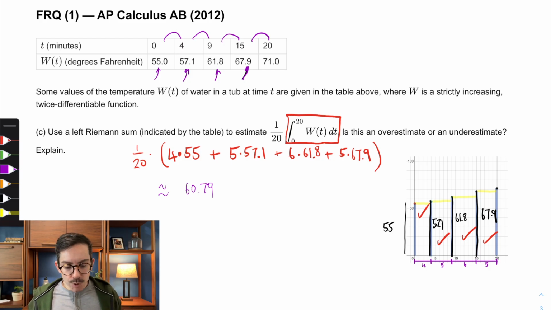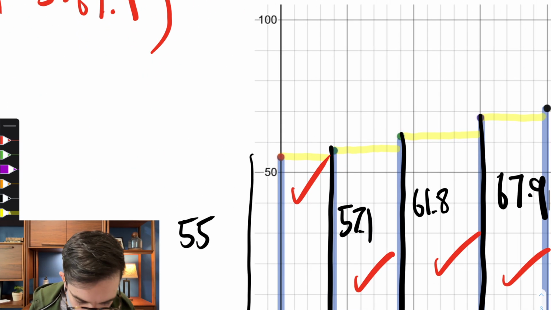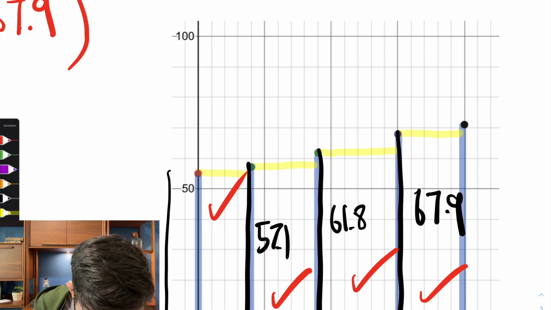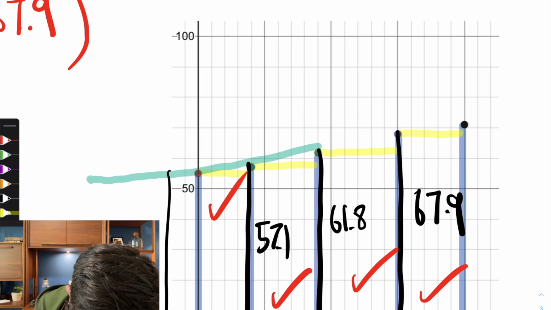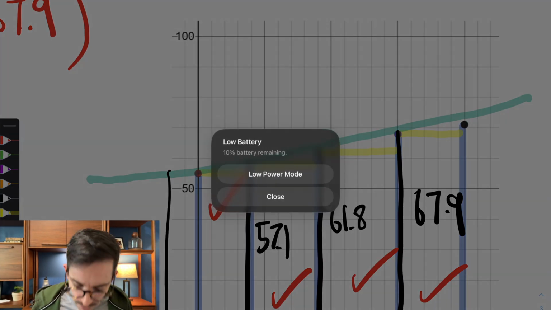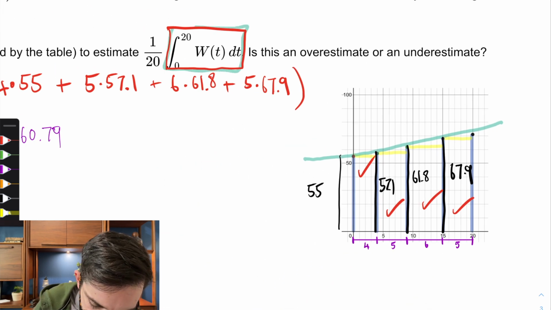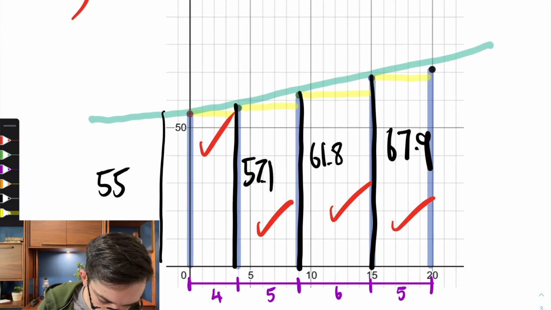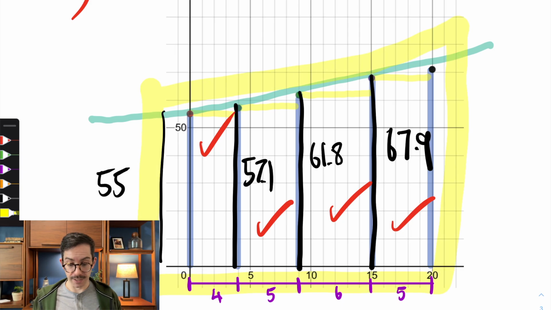Now we think a little bit conceptually: is this an overestimate or an underestimate? Well, we do need to remember our function was increasing. We were told the function W was strictly increasing. So if I again draw my estimate for what maybe the graph was doing, it was maybe something like this. The true value of this integral is going to be the area under that curve.